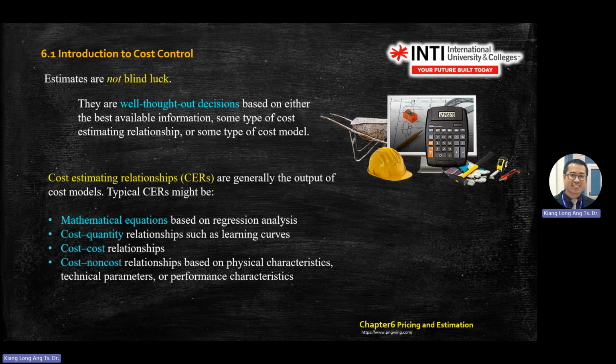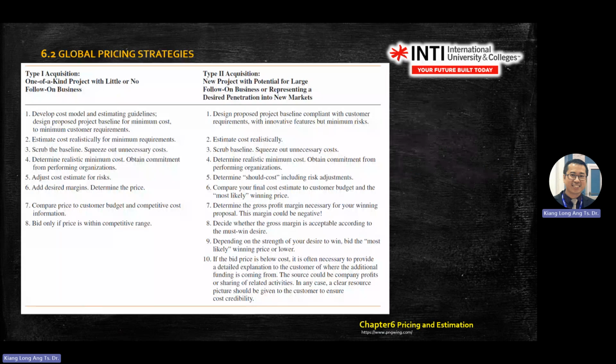Okay, the rest you read. All this information is a lot of theory, so I won't read. Okay, so acquisition on global pricing strategy, there are two types of acquisition, type 1 and type 2. So type 1 acquisition is a one of a kind project with little or no follow-up business. What should you do in type 1 procurement, or when you do pricing? 1, 2, 3, 4 until 8. Then type 2 is more on new projects, and there are 10 steps here. What should you do if you have a type 2 acquisition? Okay, so this one you read.